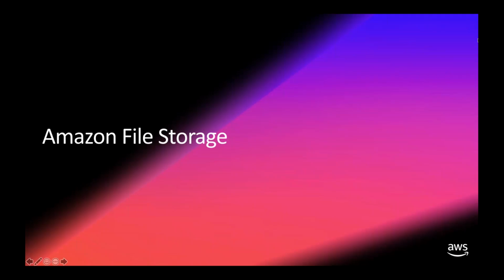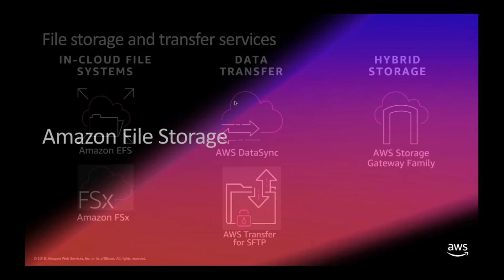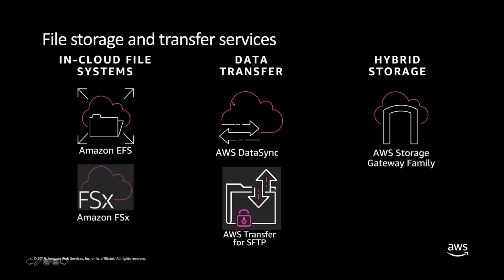Okay, so the next storage type is Amazon File Storage. So these are the services that Amazon offers for file storage options. So we have the in-cloud file systems, Amazon EFS and FSx. For data transfer, we have AWS DataSync and AWS Transfer for SFTP. Then we have the hybrid storage, wherein this storage family, you can install it on your on-premise environment.